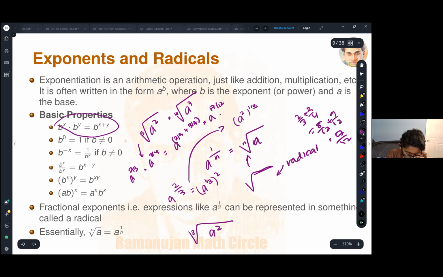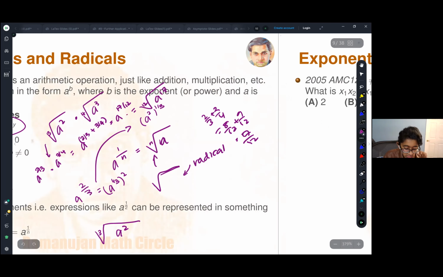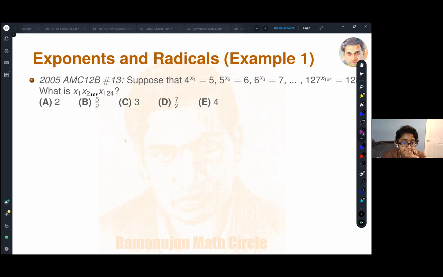Then all you do is rewrite this as the 12th root of a to the 17. So that's how you go about switching between exponent and radical form. Here's a small example about exponents and radicals. I encourage you to pause here and try it out on your own, and then we'll quickly go over the solution.